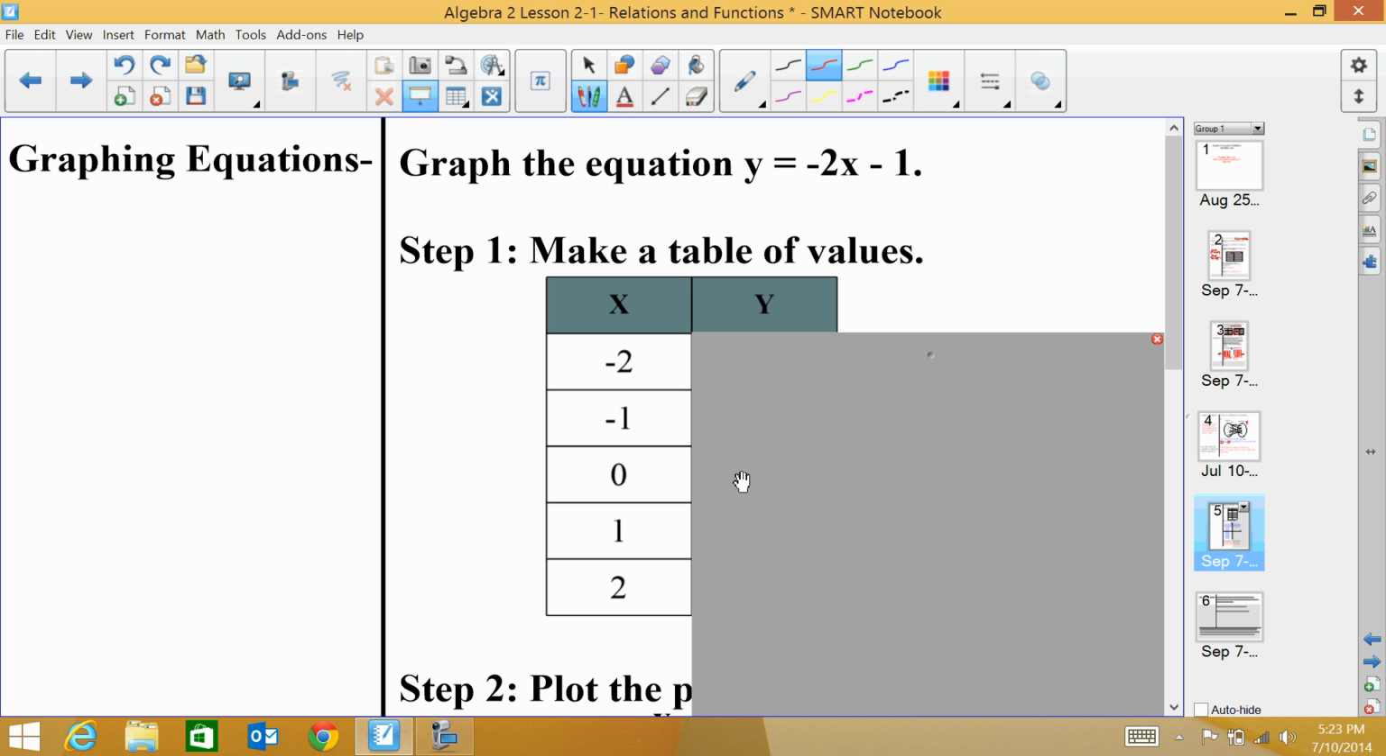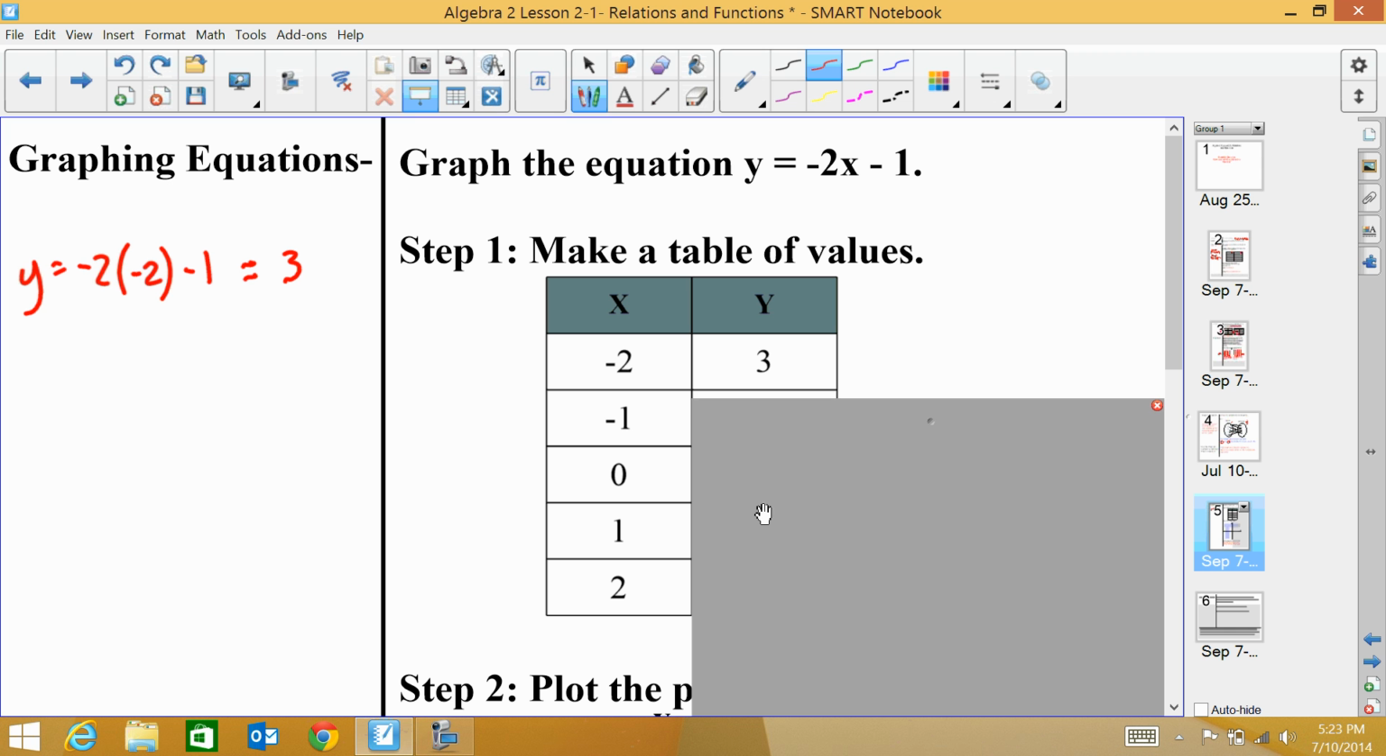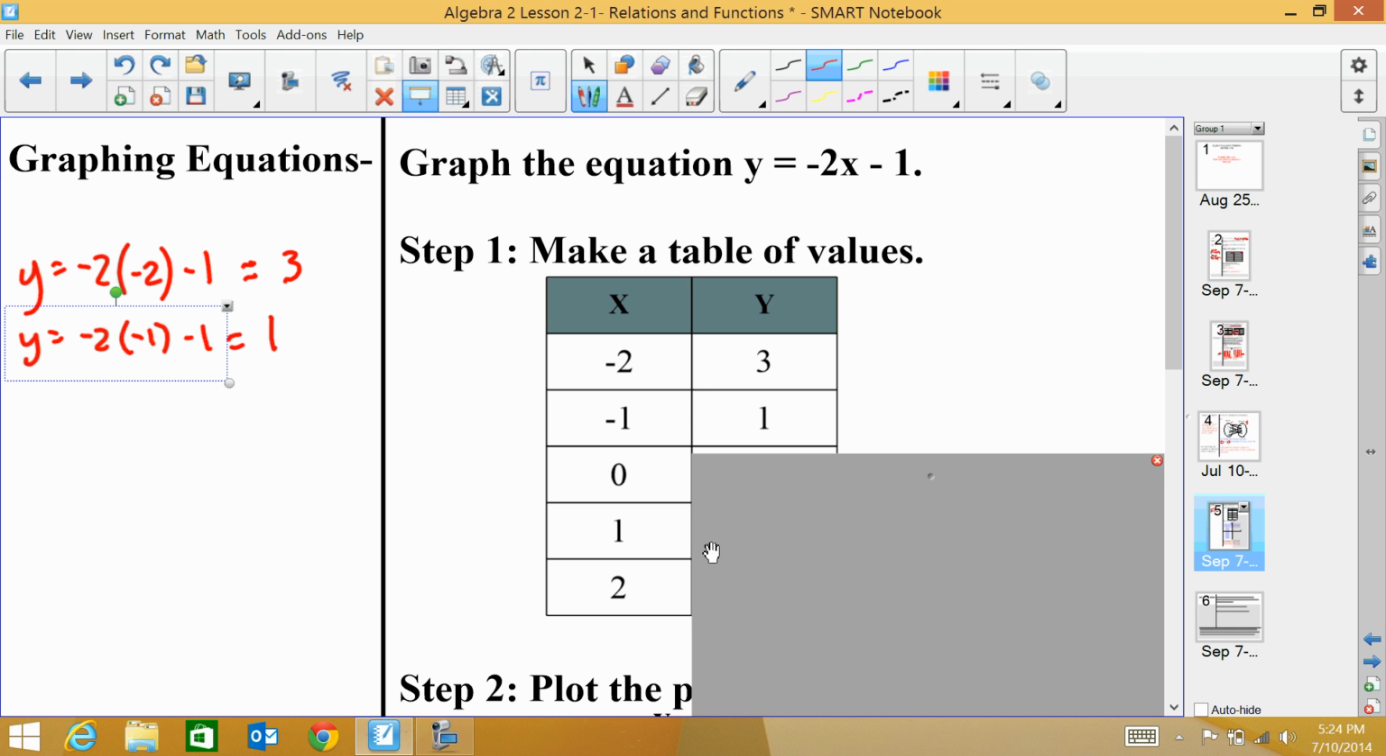So let's say that I plug in -2 for x. So I get y equals -2 times -2 minus 1. So if I work that out, -2 times -2 is 4, minus 1 is 3. Okay, then I'm going to plug in -1. So same thing, -2 times -1 minus 1. So -2 times -1 is 2, minus 1 is 1. Okay, then I'm going to plug in 0.